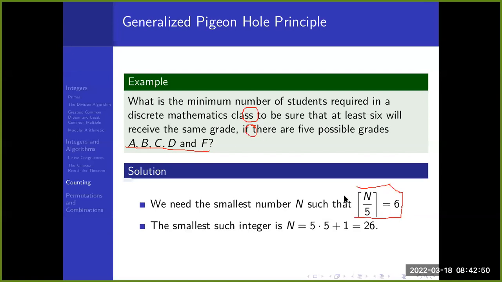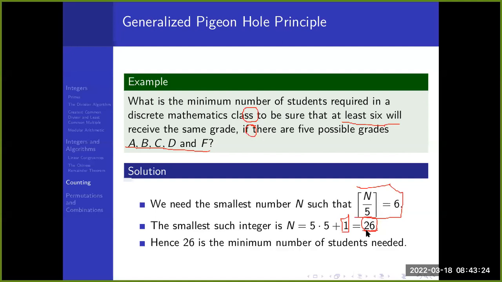So the smallest integer that satisfies this would be n equal to 5 times 5 plus 1, which is 26, right? Because 25 over 5 is 5, it means you can't have 6. So the next integer that will make sure you have 6 should be 25 plus 1, which is 26. So the smallest number that you need to guarantee that at least 6 students will receive the same grade is 26.